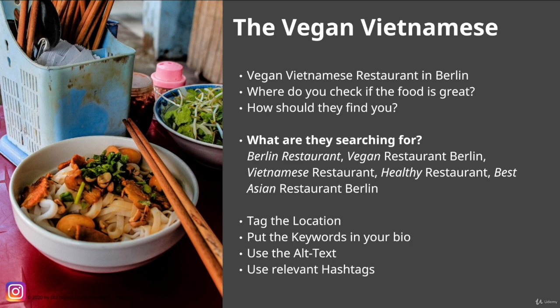And furthermore, hashtags are also kind of keywords. People are using hashtags to search for specific things. For example, they are looking for inspiration and they use specific hashtags to find more inspiration. Therefore, tag the locations. Put the keywords in your biography, because you would also like to be shown as an account directly if someone is searching, for example, for best Berlin Vietnamese restaurant. Use the alternative text, and also, very, very important, use relevant hashtags.